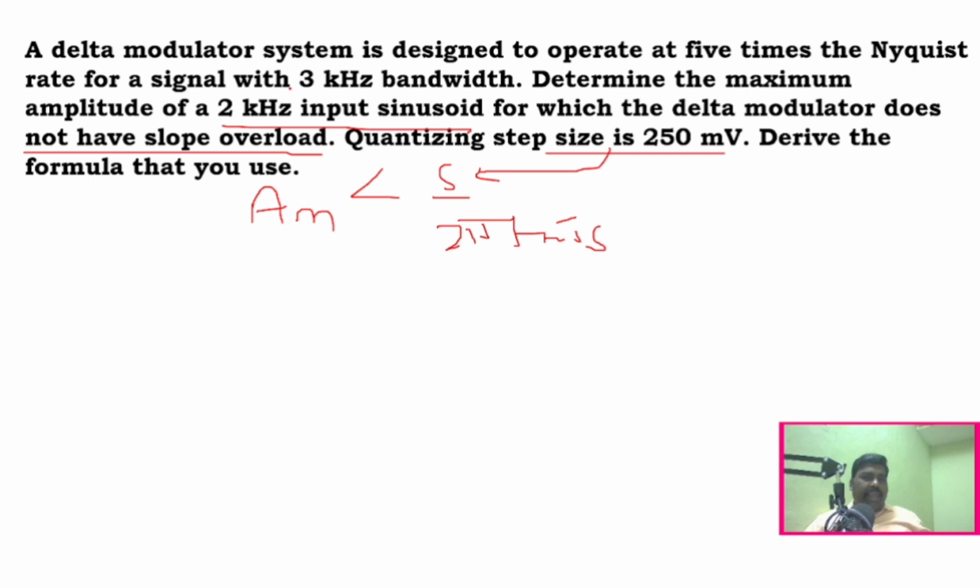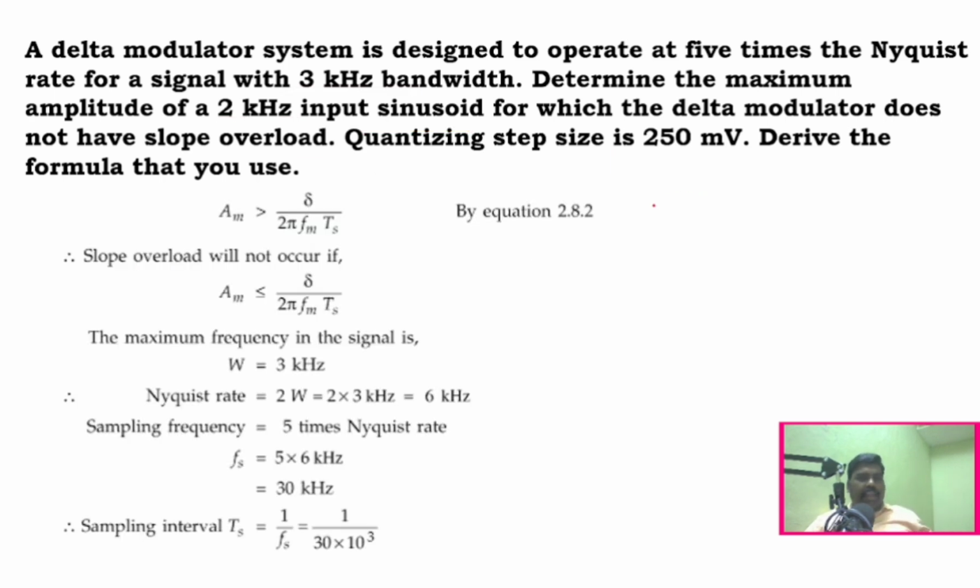And from here you can obtain the Nyquist rate. Nyquist rate is equal to 2W, so 2 into 3, that is 6 kilohertz. And they have given fm as 2 kilohertz. We have obtained all these values, Fs, fm, Ts and del. If you apply them, we will determine the maximum amplitude. Clear? We will use only two formulas in delta modulator. One is this slope overload formula, another one is the signal to noise ratio formula.